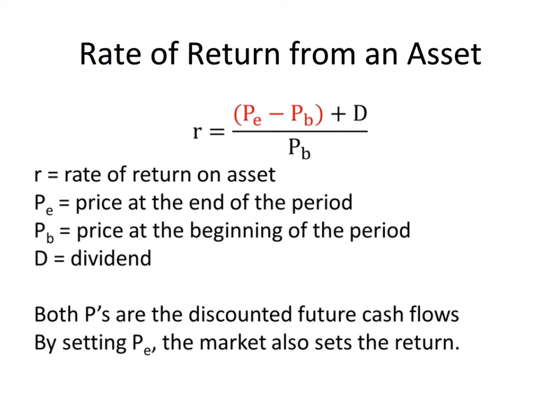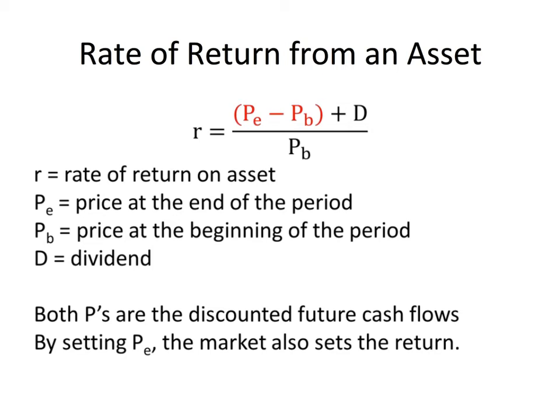In a market, both those prices represent the discounted cash flows in the future, discounted to the current time point. So if we have changes in the cash flows, we will have changes in the price that will then lead to a capital gain. What the market does is set the price at the end of the period. Actually, it's setting the price at all times during the process. But when we come to the end of the period, that price at the end of the period is set by the market.